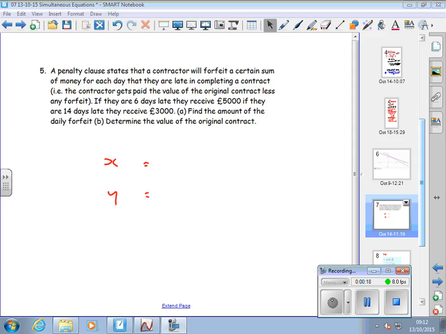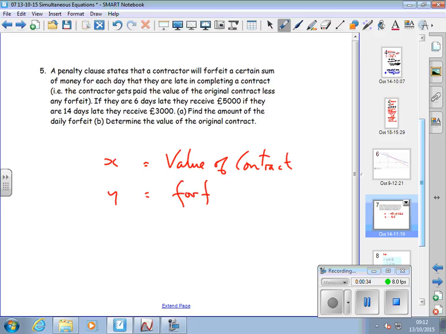So shall we let x be the value of the contract? If you've used it the other way around or thought of another letter, that's fine. And y be the forfeit. You could use C for contract and F for forfeit, that's fine. But remember, C doesn't mean contract and F doesn't mean forfeit. They're numbers, the value of the contract, the value of the forfeit.